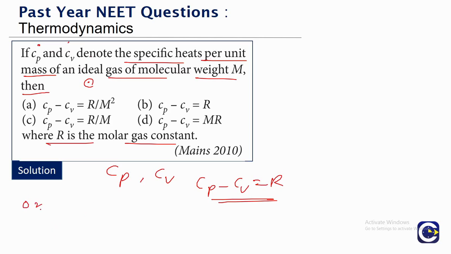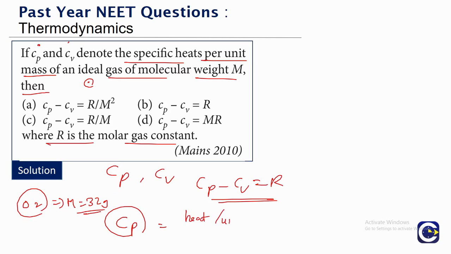Let us understand. Take for example oxygen. What is the molar mass of oxygen? 32 grams. We're taking oxygen gas. Now what does capital Cp represent? It represents the heat required per unit temperature change per mole, because they are molar. Similarly, Cv is the heat required per unit temperature change per mole. Cp will be at constant pressure, Cv at constant volume. Per mole means per 32 grams of oxygen, so this is the heat required per unit temperature change for 32 grams of oxygen.